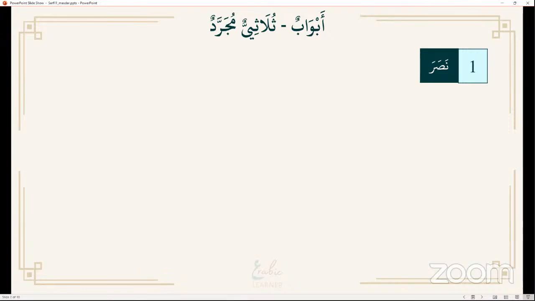Now, before we start, let us do the revision of Abwab. How many Abwab are there when it comes to Thulathi Mujarrad? Six. Can any of you tell what those are? You can just tell me the names.